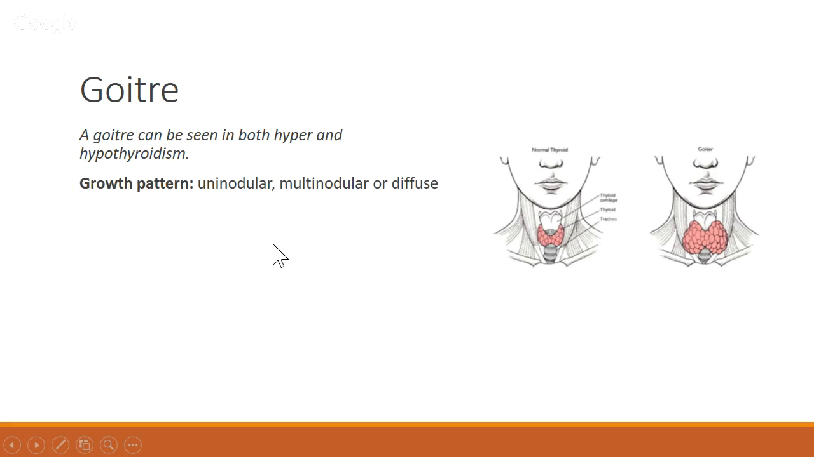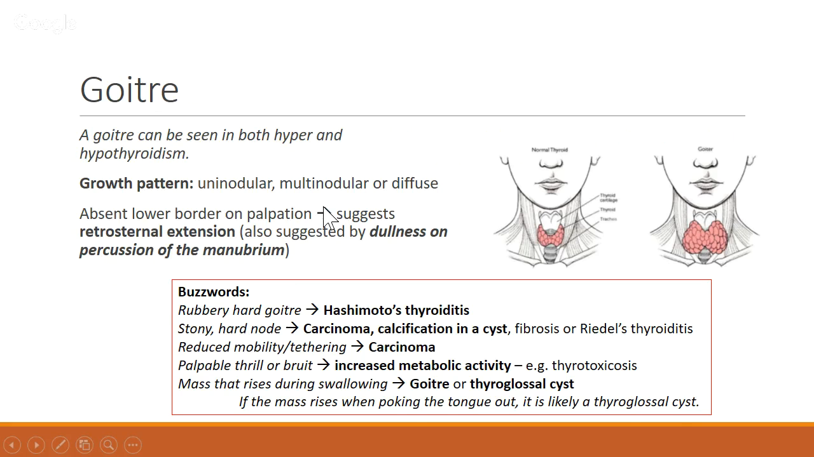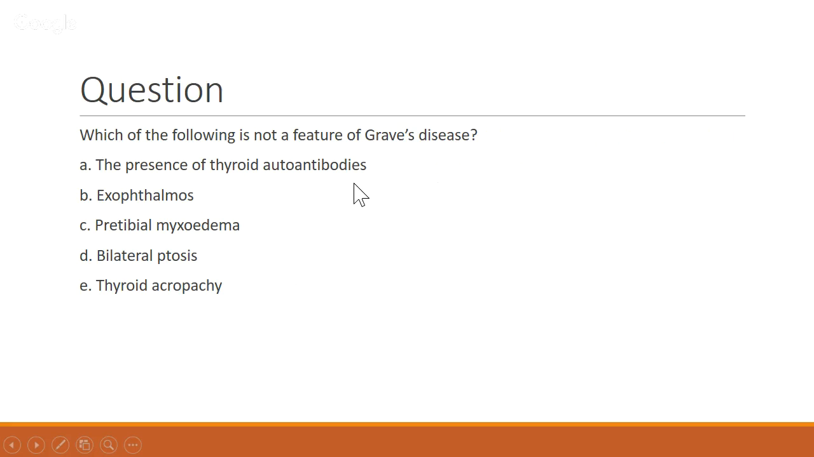Okay, so talking about goiters. Goiters are found in both hyper and hypothyroidism, and actually I'm not going to talk about it. These are all the buzzwords for it. Okay, let's move on. Next person.